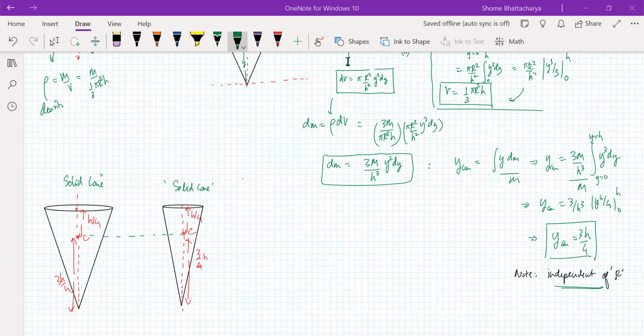Sir, why did we take dy here instead of dl? Because here we are considering a solid disk. So what is happening is, when you slice that cone into thin discs, each disc is looking something like this. Each disc is not a perfect disc, because it is a little bit truncated from the side. It's more like a frustum of a cone, each disc.